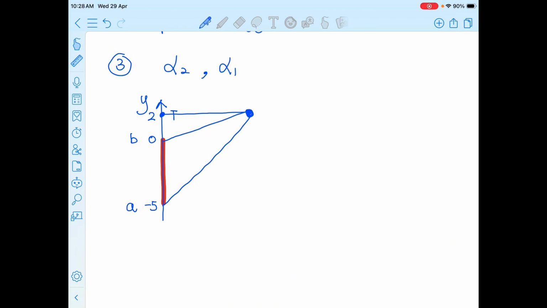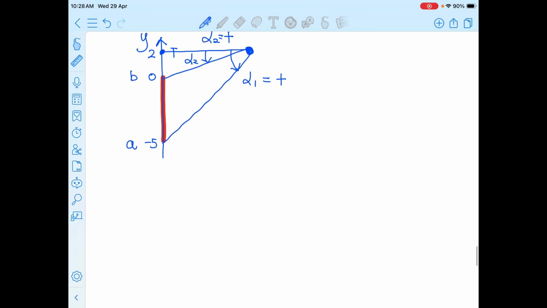Alpha 1 will be from PT to PA. So this is alpha 1. You can see this alpha 1 is in the anti-clockwise direction. Anti-clockwise direction means that the angle is a positive angle. As well as for alpha 2, it is also anti-clockwise, so alpha 2 is also a positive angle. Right, so now let's find alpha 1 and also alpha 2.